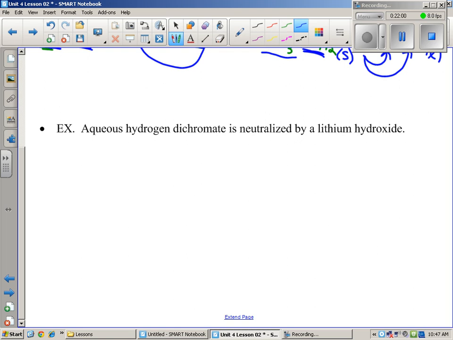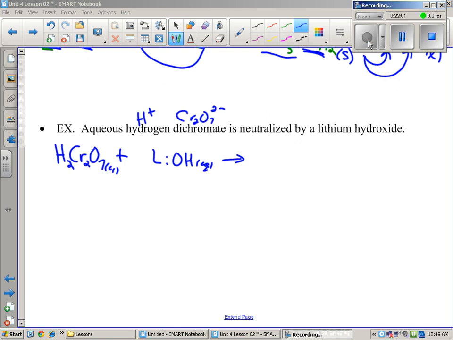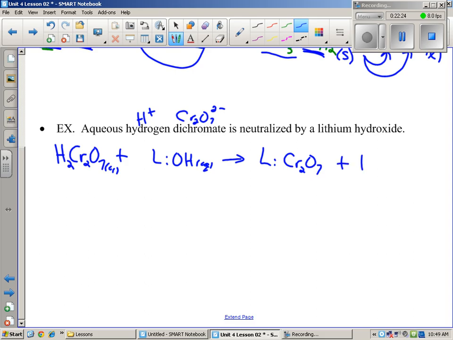You guys do this. All right, so aqueous hydrogen dichromate looks like that. Hydrogen's a 1+, dichromate's a 2-. Acid, right? That's how we form those formulas. Swap and drop, so we get H2Cr2O7. Lithium hydroxide, switcheroo, right? So hydrogen and lithium are going to switch places. We're going to get some lithium dichromate and some HOH, okay?